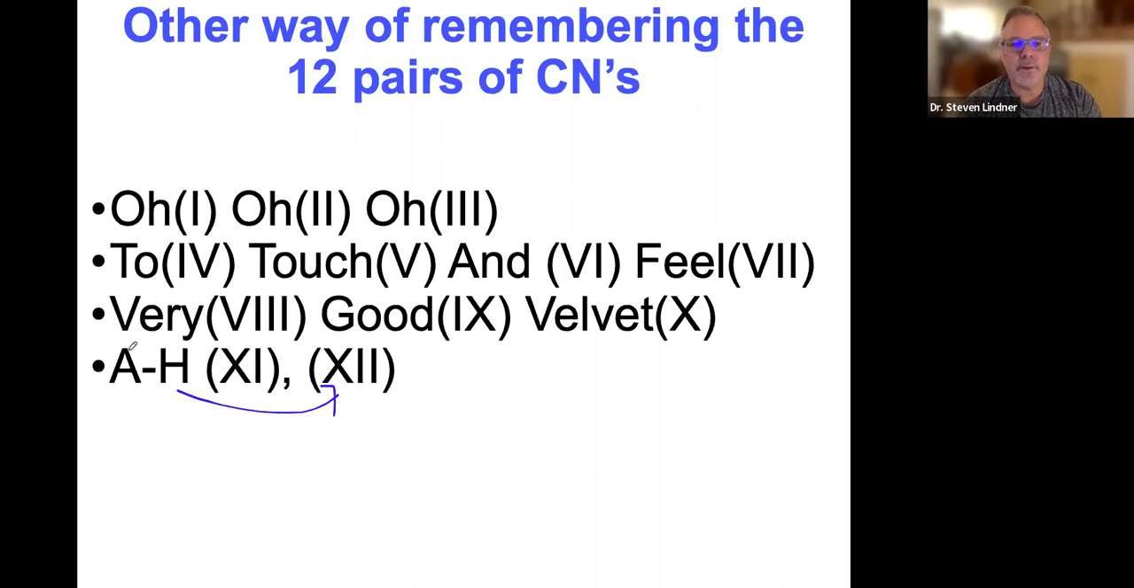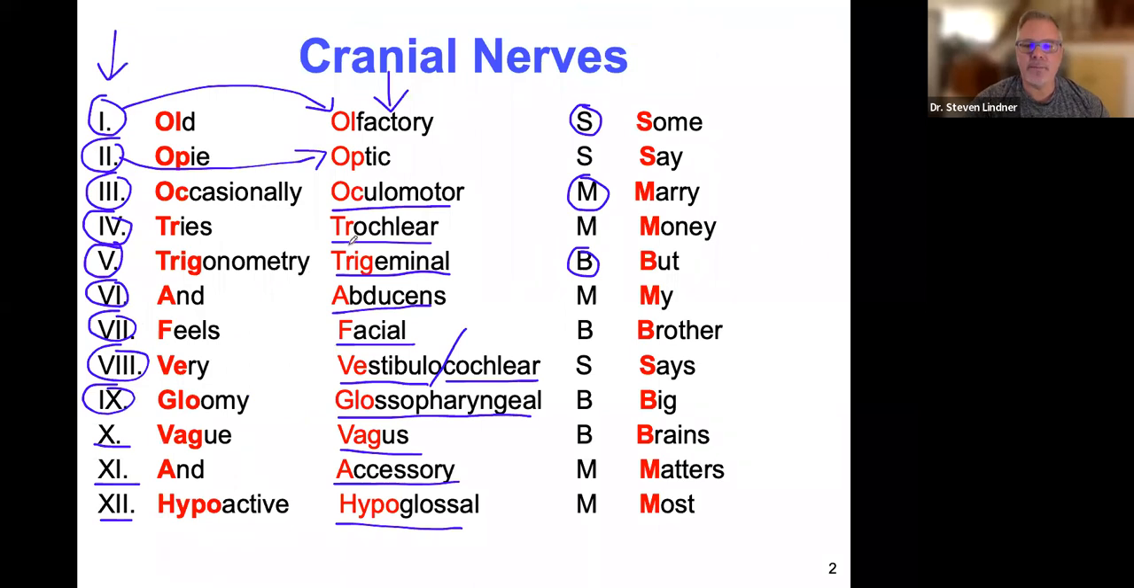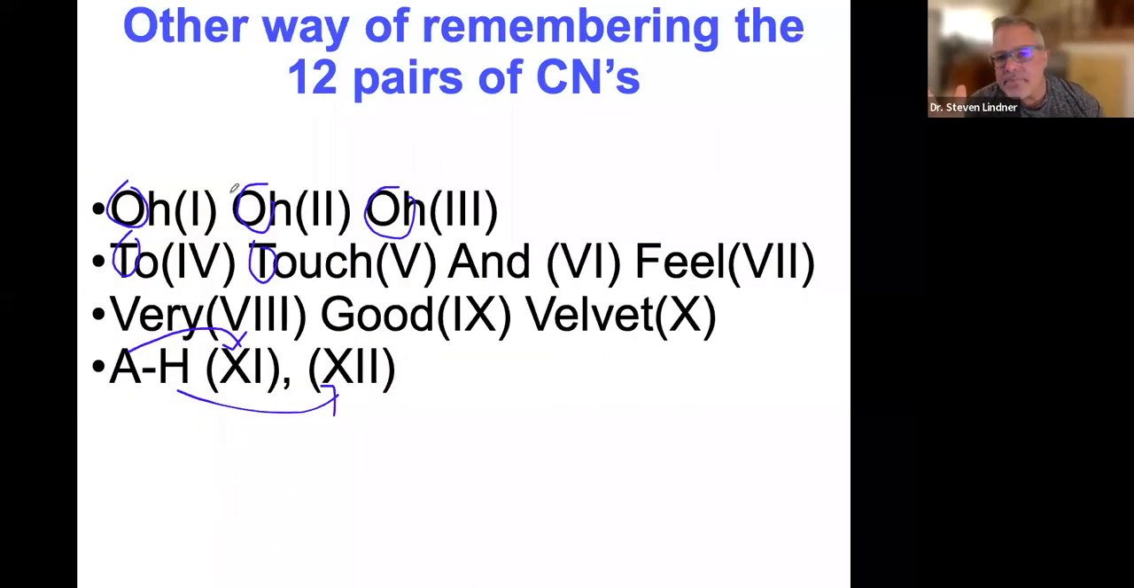Let's make sure you're clear about that. And then 12 is hypoglossal. So you just basically are taking the first letter of each and then matching it up with the cranial nerves. Okay, so then you can go back and review. But this is the one that many of my students use. O, to touch and feel, very good velvet. Just remember AH is for 11 and 12.